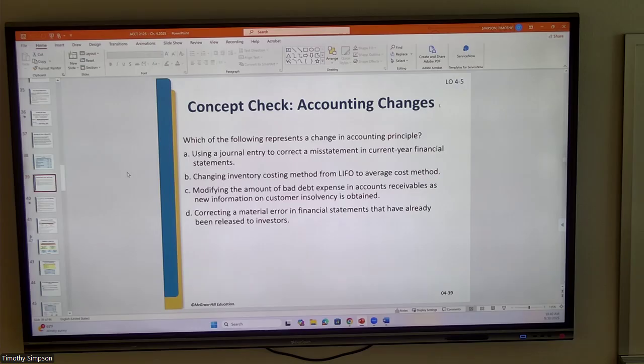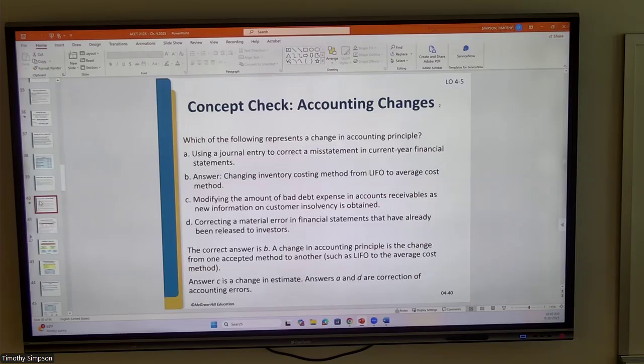A, using a journal entry to correct a misstatement. B, changing inventory from LIFO to average cost. C, modifying the amount of bad debt expense. D, correcting material error. Well, the one that I sort of led you to water here was B, changing inventory method from LIFO to average cost, because, the text indicates, C is a change in estimate.